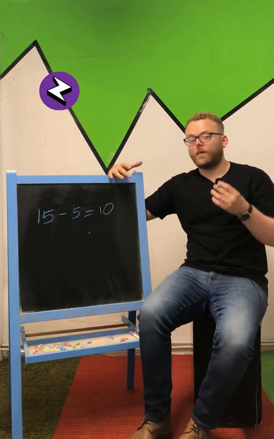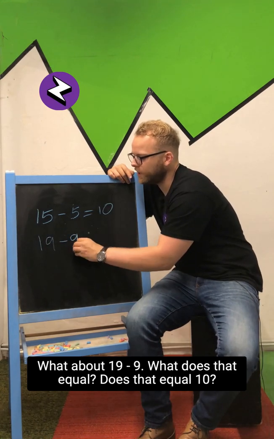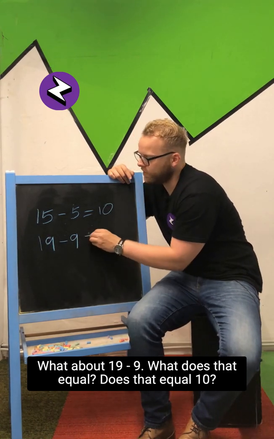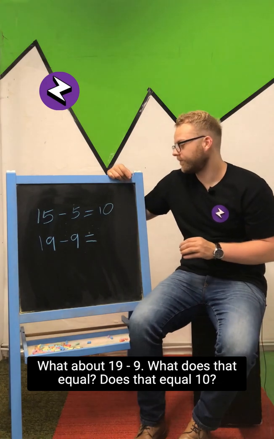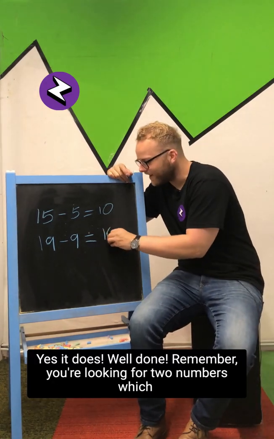Okay, let's try something a bit bigger. What about 19 take away 9? What does that equal? Does that equal 10? Yes, it does! Well done!